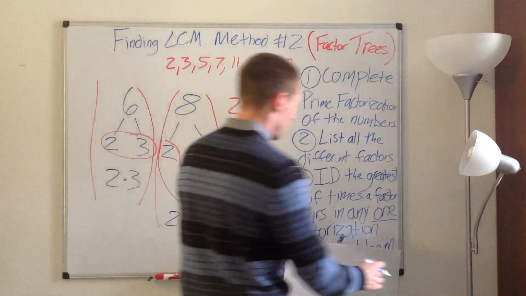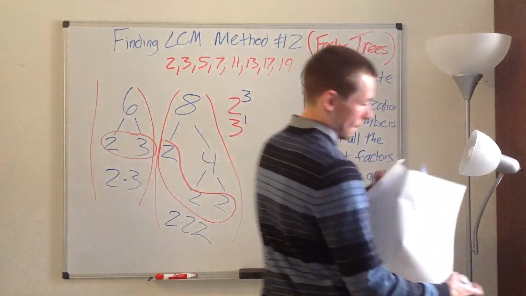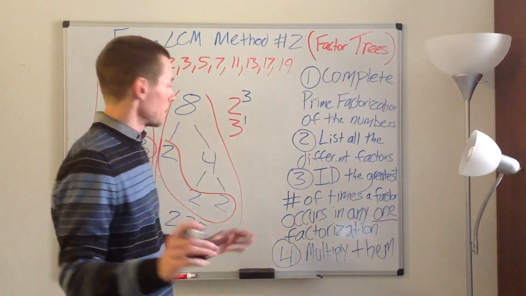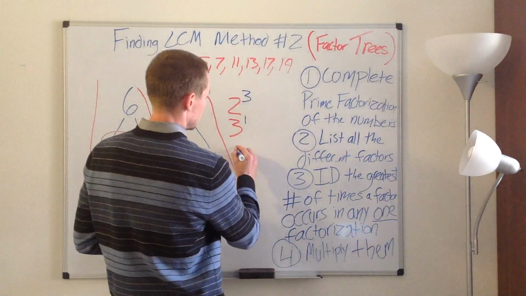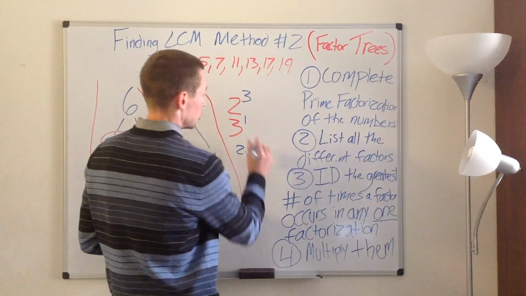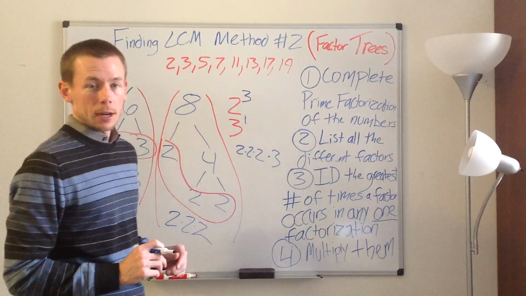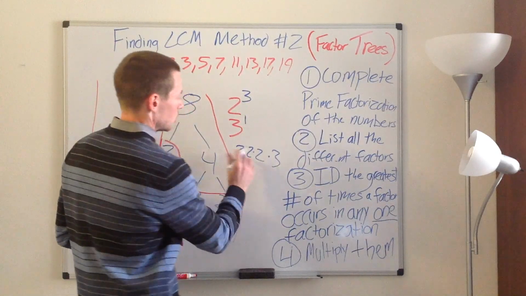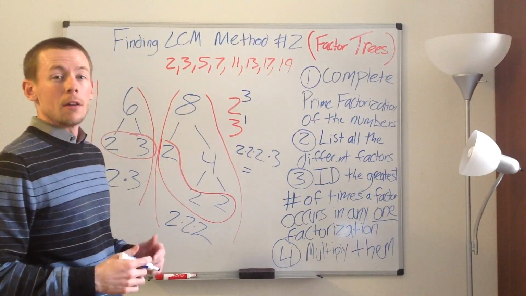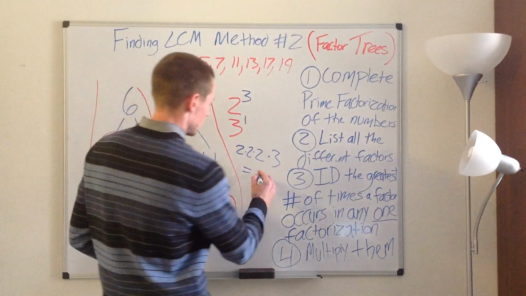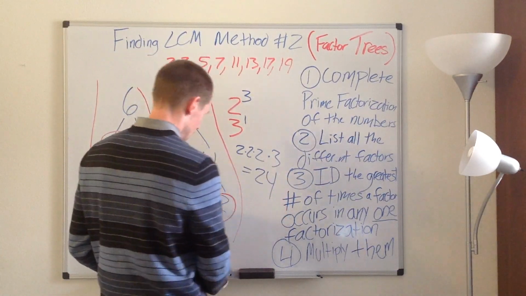And step 4 is to multiply those numbers. So what we have is 2 times 2 times 2, and then times our 3. So 2 times 2 is 4, 4 times 2 is 8, and then 8 times 3 is 24.